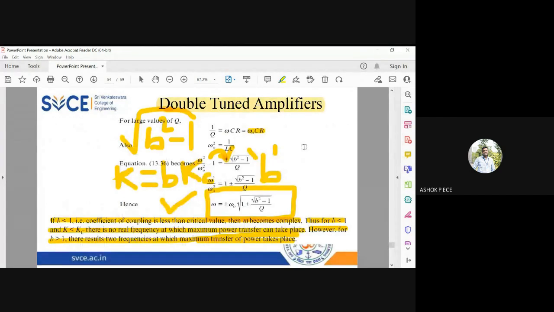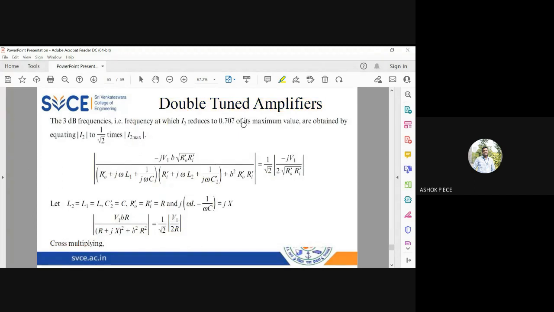In double tuned amplifiers we derive two expressions. One is where we find the frequencies where maximum power transfer takes place, and another is the derivation where you find the bandwidth of your double tuned amplifier. The first derivation is done, where we found the two frequencies where the power transfer is going to be maximum. Now we have to go with the bandwidth. The same steps we are going to repeat.